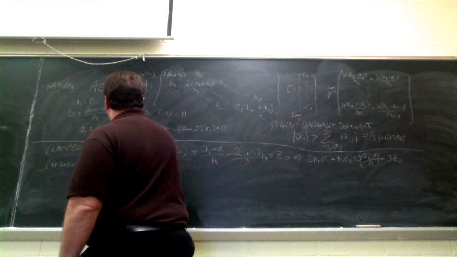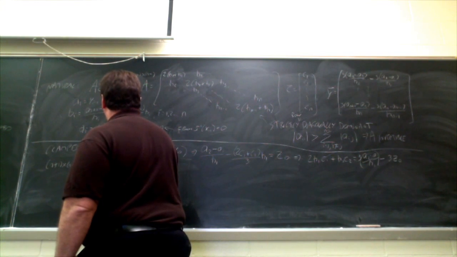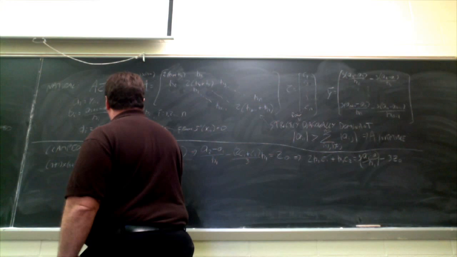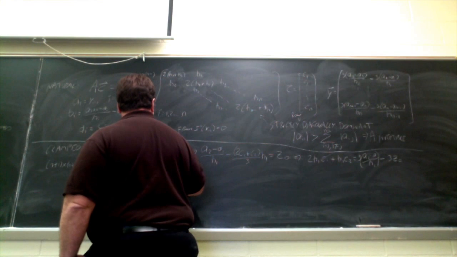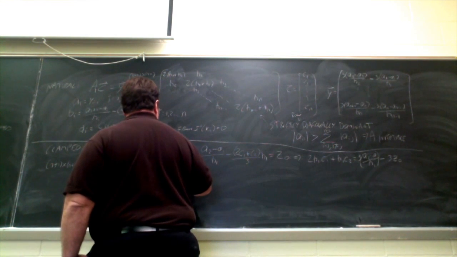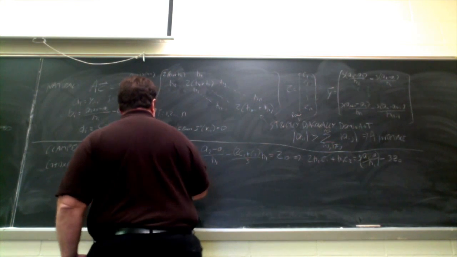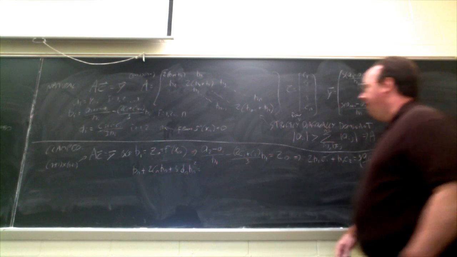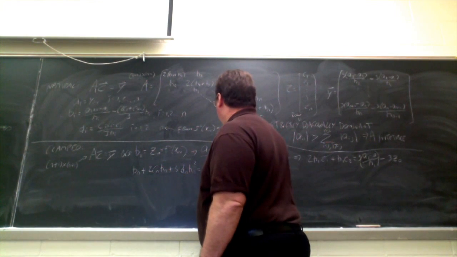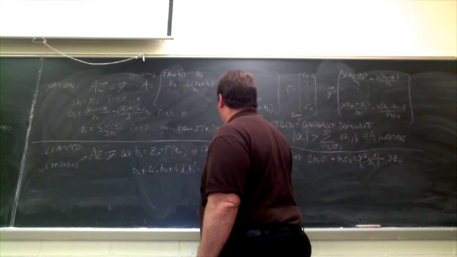Now, the other thing we need is, that's one boundary condition. For the other boundary condition, we need bn plus 2cn hn plus 3dn hn squared. That's the derivative of the last piece at the right endpoint. Has to be equal to zn, which is f prime at xn.